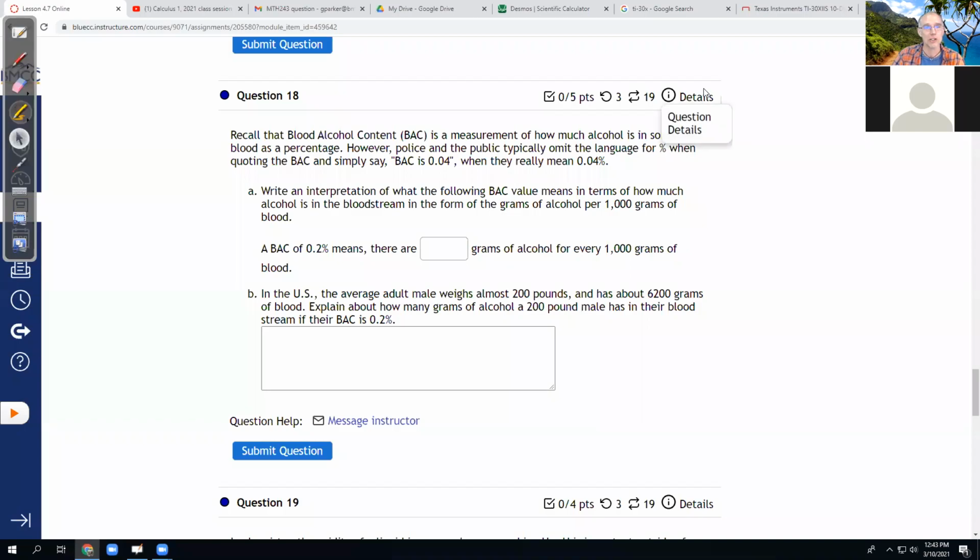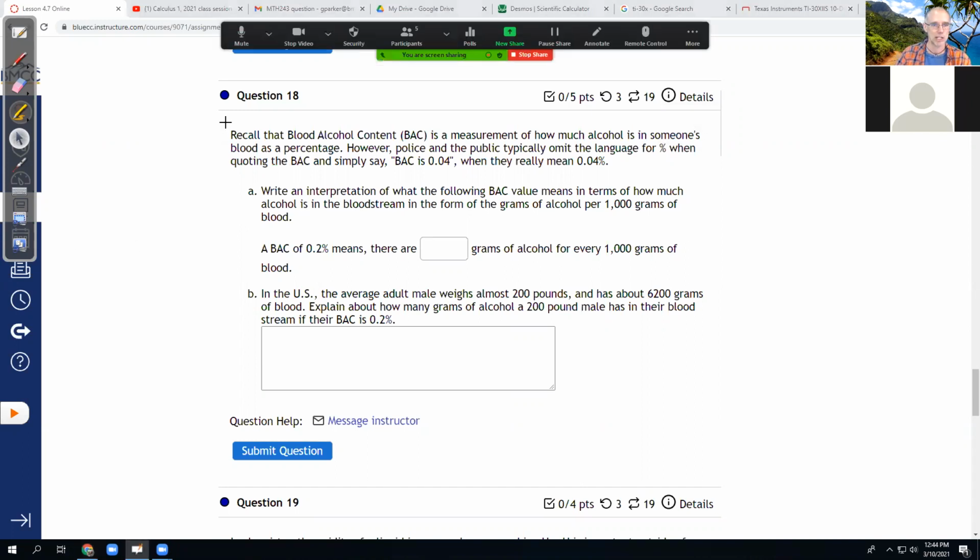Hello again. So the point of this problem is, what does a BAC value mean? If somebody measures my BAC and they say, hey, you got a BAC of 0.15, what does that mean? I know it's above the legal limit for being able to operate a motor vehicle, but really, what does it mean in terms of the alcohol in my system? That's what I wanted to get at with this question. So let's break it down.